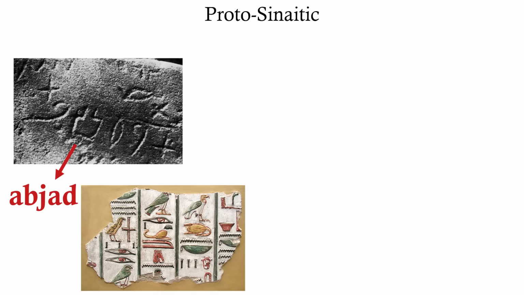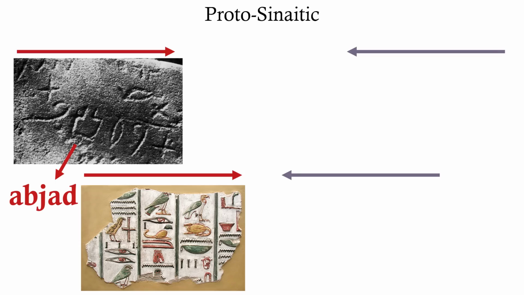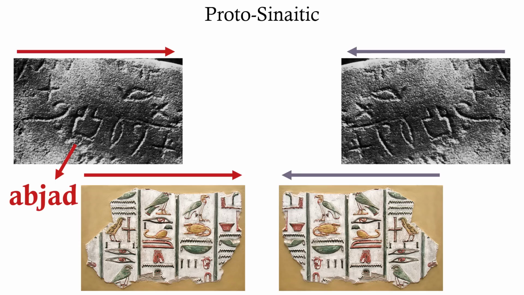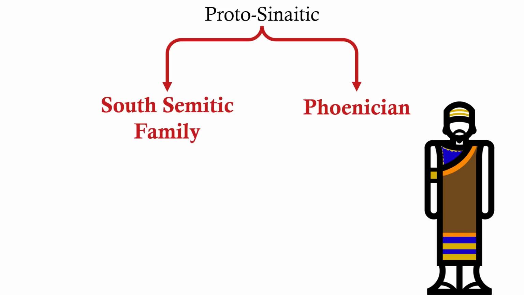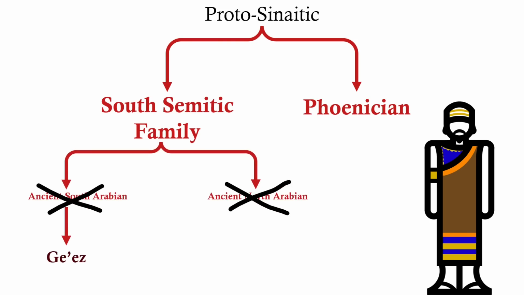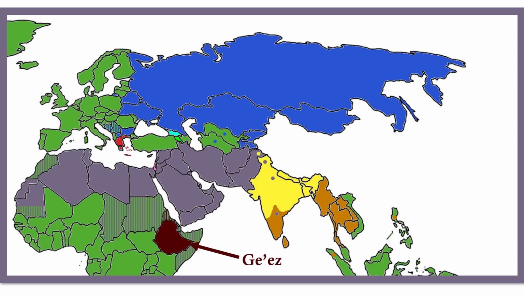Just like the Egyptian hieroglyphs it comes from, this script was probably written in either direction, with the way the symbols were facing determining which direction to read them in. The main two descendants of Sinaitic were Phoenician and the South Semitic family. Almost all of this branch has now completely died out, with the exception being Ge'ez, the abugida script of Ethiopia, which, surprise surprise, also reads left to right.